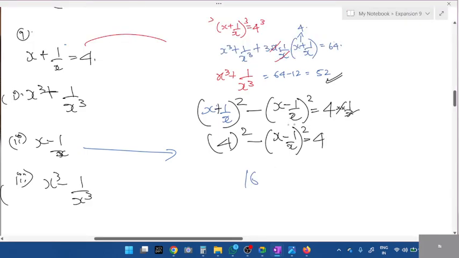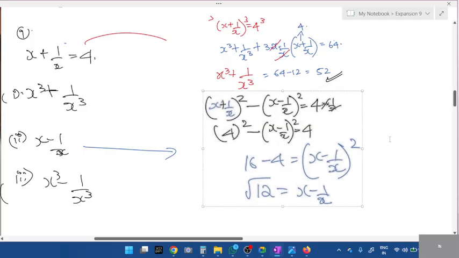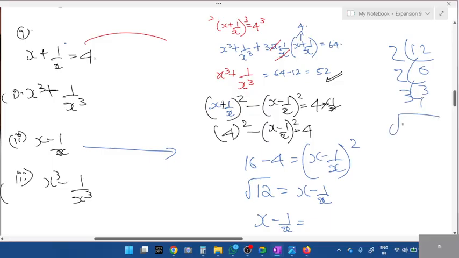So 16, bring this 4 to the other side. Minus 4 is equal to x minus 1 by x the whole square. How much is 16 minus 4? 12. Then the square goes to the other side. Square root is equal to x. Okay, what is x minus 1 by x, students? What is the square root of 12? All of you respond. 2 root 3.